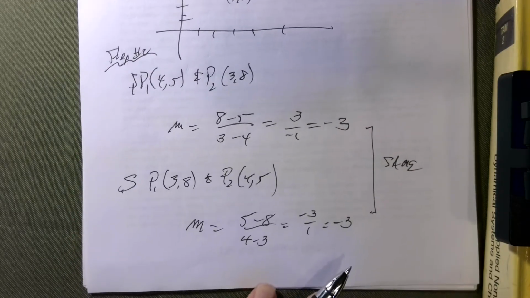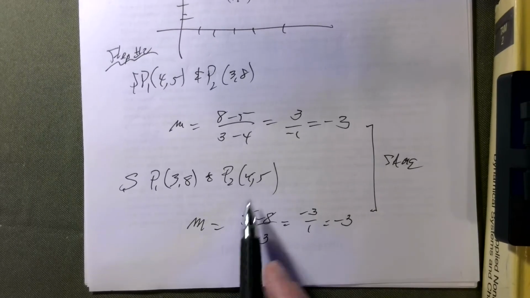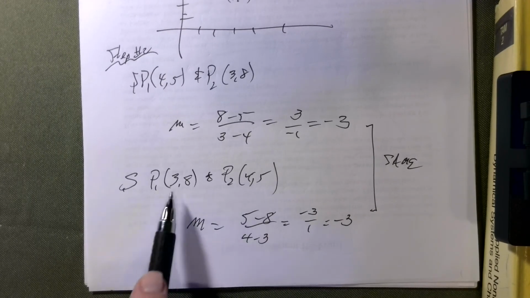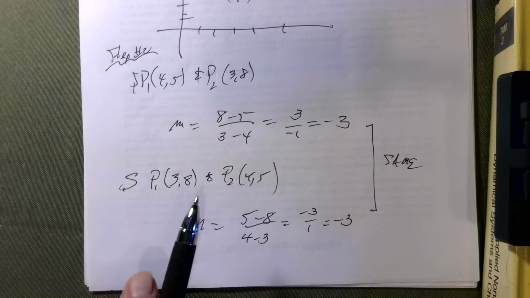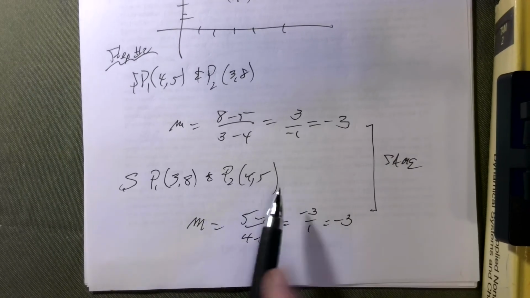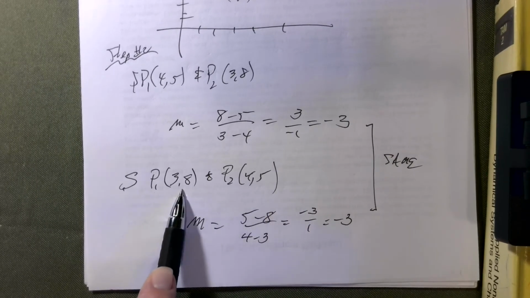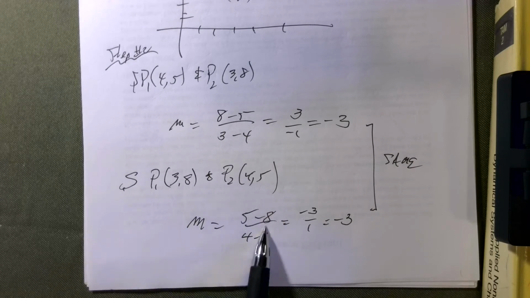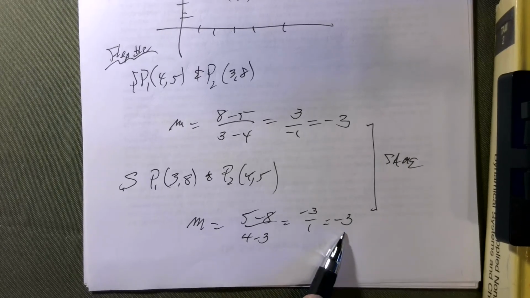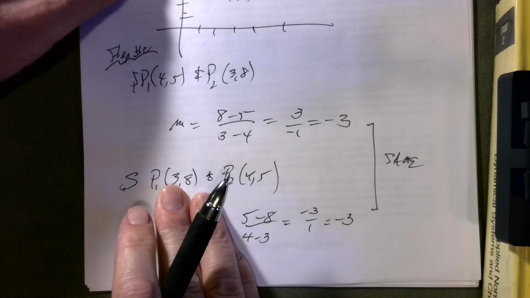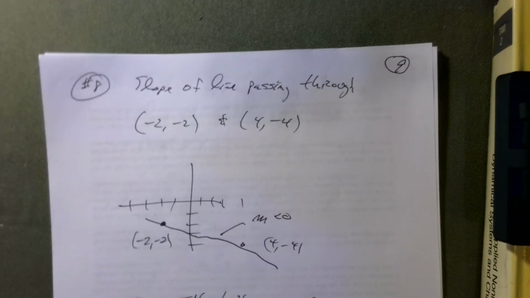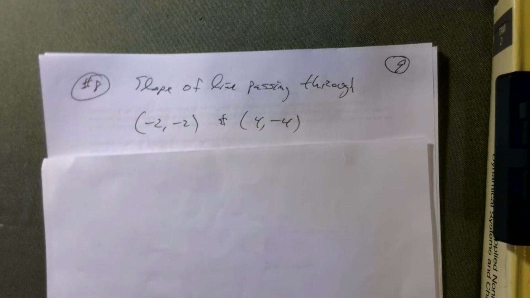If I use the other pairing, calling this the second point and this the first point, it does not matter. Just stay consistent. So this becomes my y sub 2, this becomes my y sub 1. So I take 5 minus 8 over 4 minus 3. 5 minus 8 is negative 3, over 1, negative 3. You get the same answer. So it's a really good idea to check by making a really quick graph of the line and ask yourself, is it positive or negative?